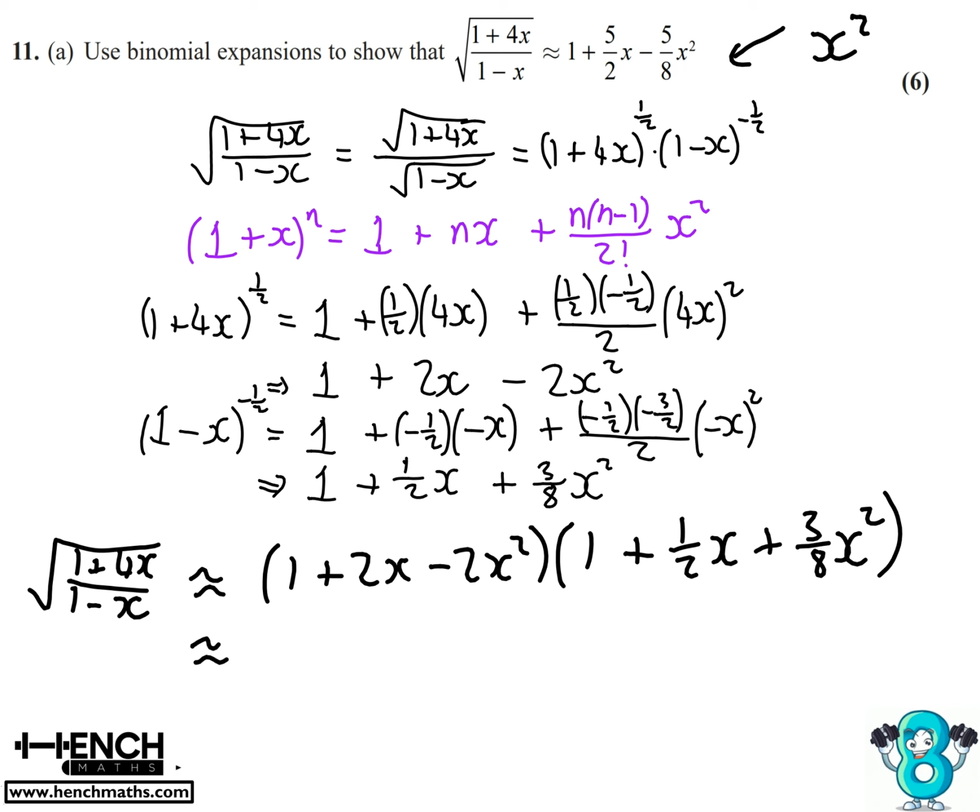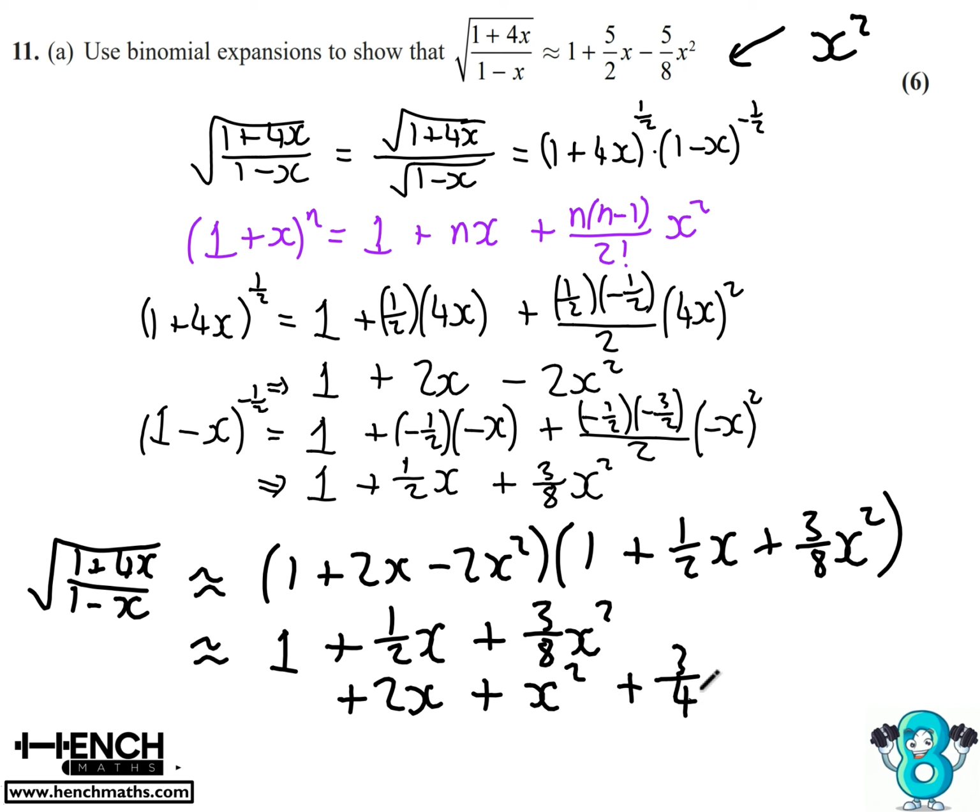I'll show you what I mean. So I'm going to do 1 times all of the second bracket, so you're going to get 1 plus a half x plus 3/8 x squared. I'm then going to multiply everything by 2x, but I'm going to move it along 1. So 2x times 1 is plus 2x. 2x times a half x is going to be plus x squared. And then 2x times 3/8 x squared, giving 3 over 8 times 2, so 6 over 8, 3/4 of x cubed.